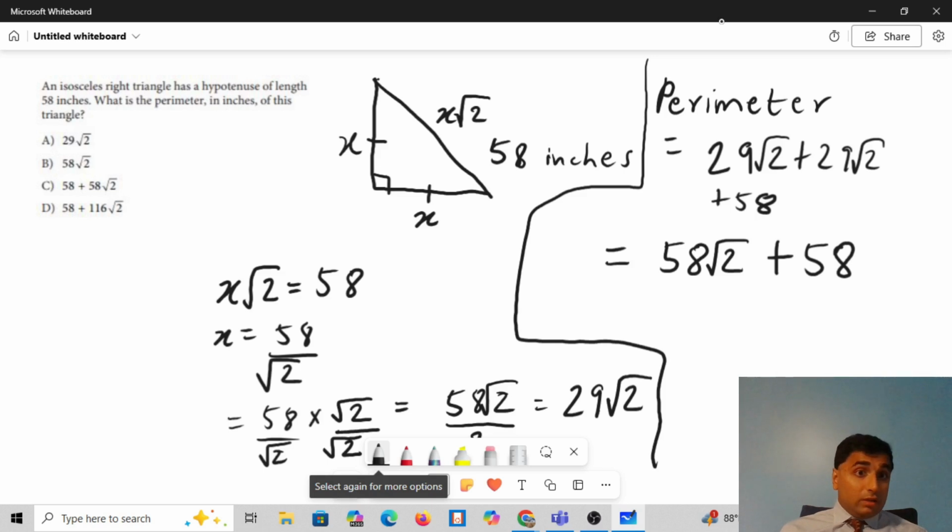So let's look at the options. So we are seeing that the correct option is option C.